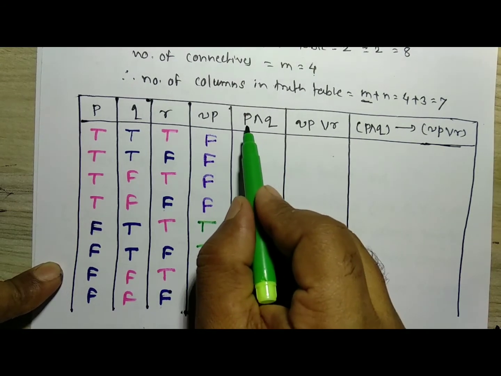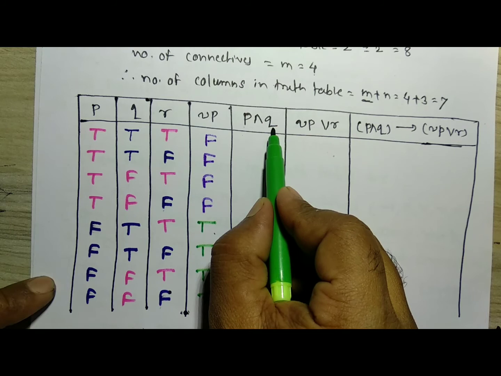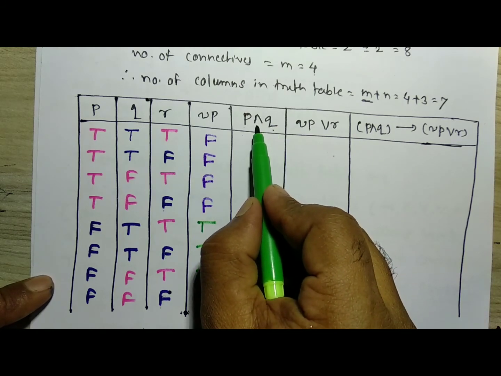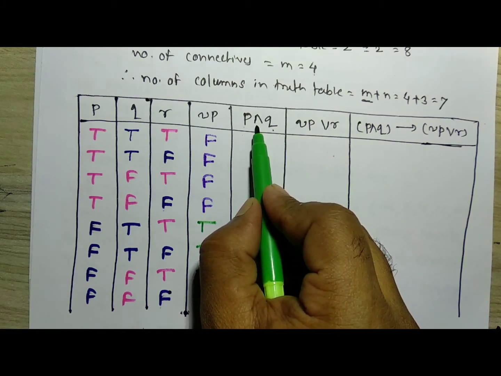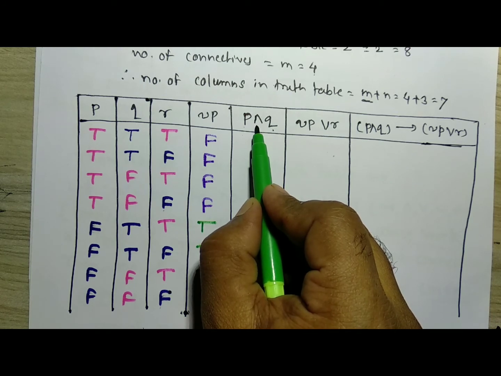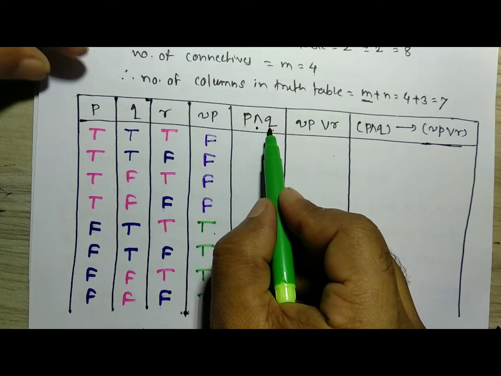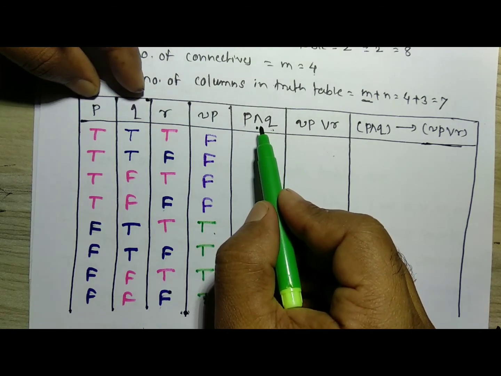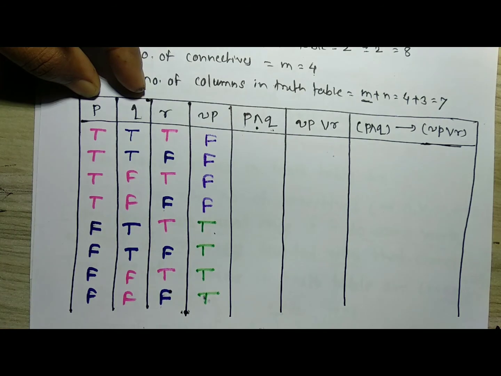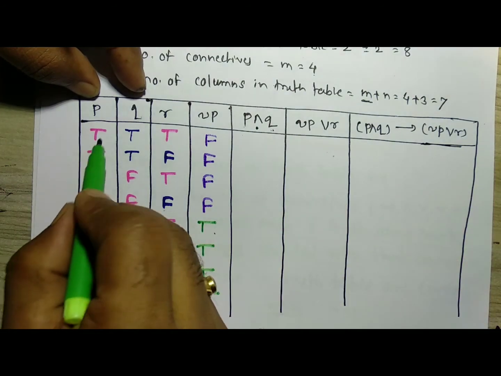Right now we are going with P and Q. We know that the rule of AND is what? If both true, then it is true, otherwise false. And it is related to the P statement and the Q statement. These two statements are considered here, the P statement and the Q statement. If both true, then it is true, otherwise false.